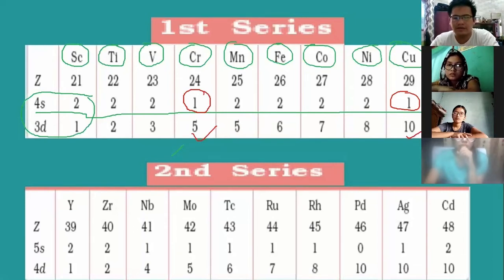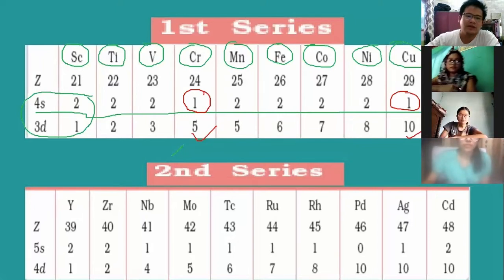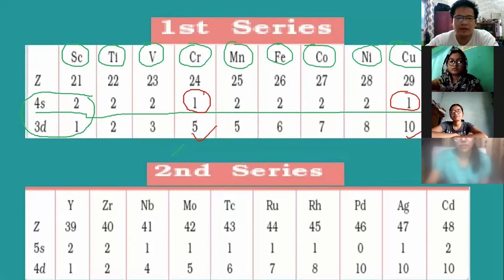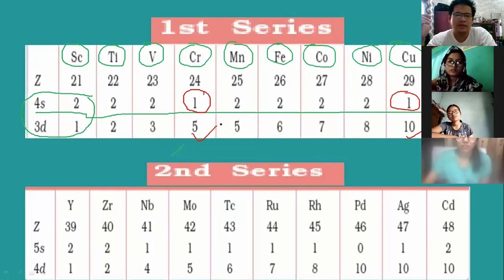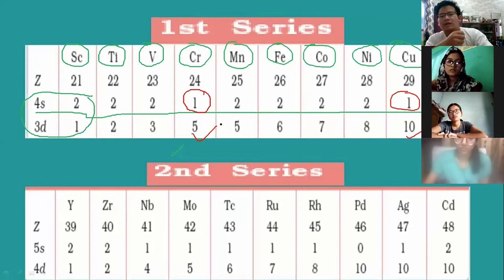Half filled and completely filled, they are very stable. So there will be excitation of electrons from s to d orbitals. Nature prefers stability, so electronic excitation will take place and it will obtain the half filled or completely filled configuration. The elements are scandium, titanium, vanadium, chromium, manganese, iron, cobalt, nickel, copper, zinc.